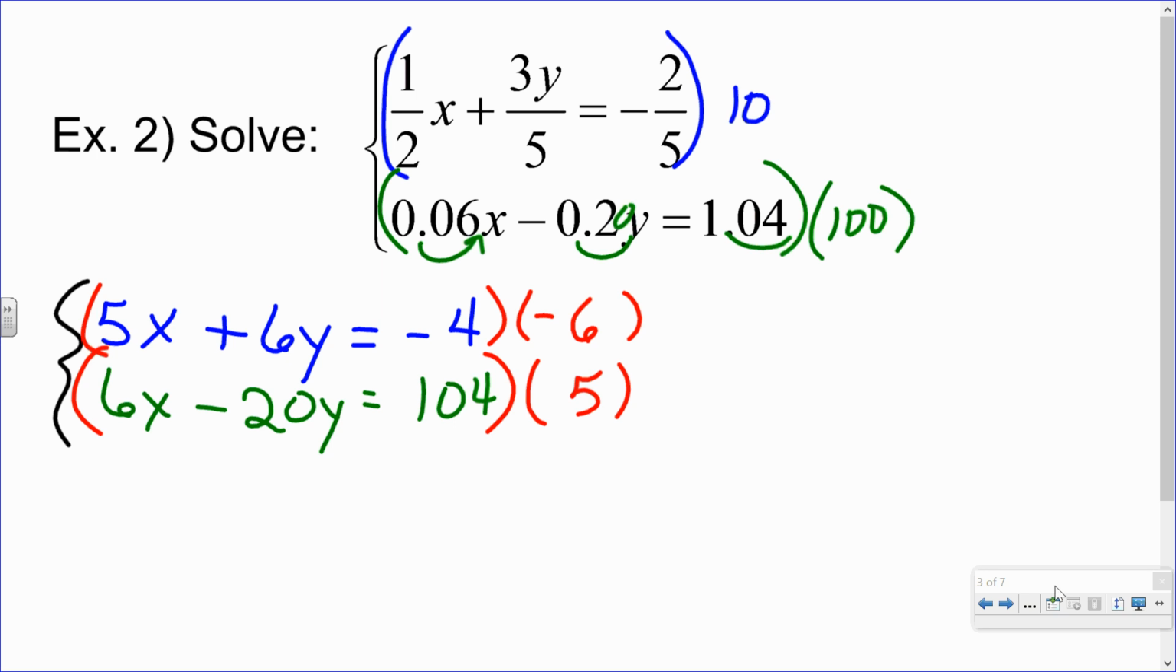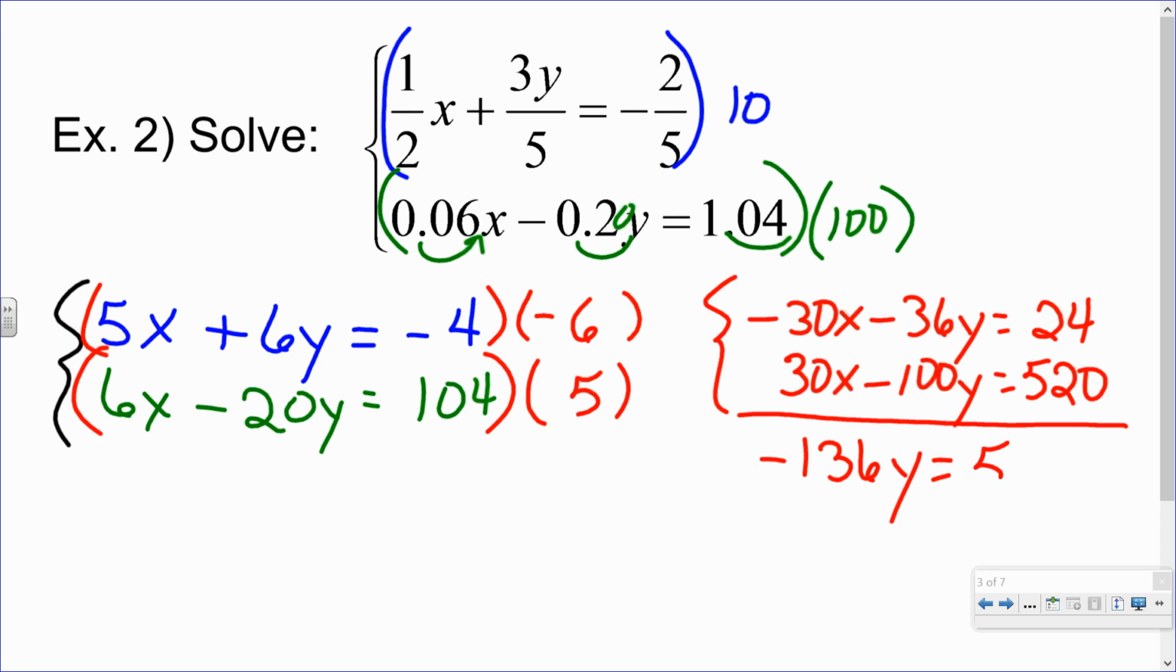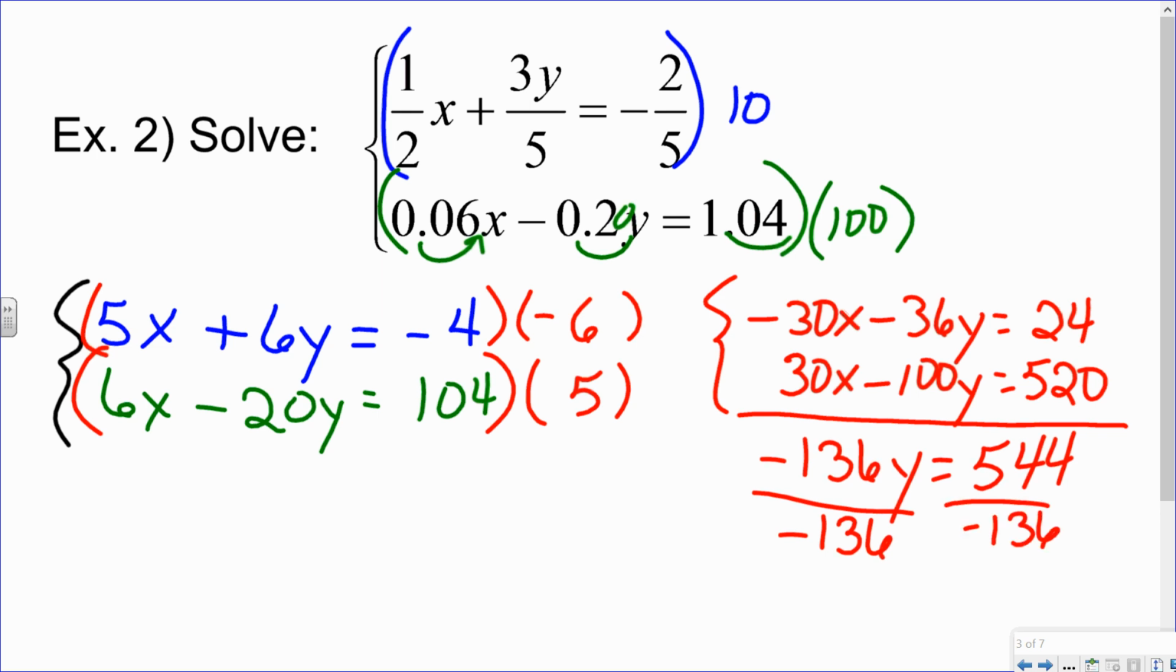That is going to then give me negative 30x minus 36y equals positive 24, and positive 30x minus 100y equals something big, 520? Did I get those correct? So then the x's cancel out. Negative 136y equals 544. Divide both sides by negative 136. So y is -4. Thumbs up, thumbs down.